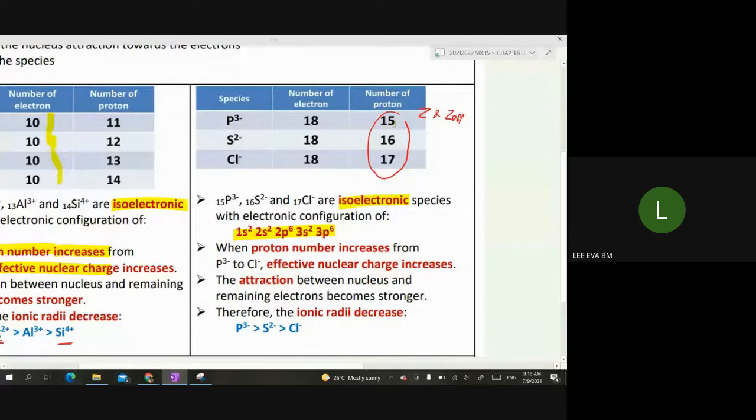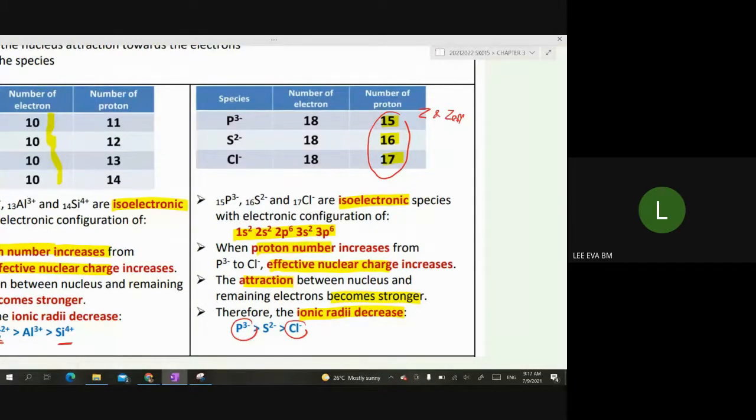Proton number increases, if you look at this table over here, 15, 16, 17. So proton number increases from P3 minus to Cl minus, and effective nuclear charge increases. Therefore, the attractions between the nucleus and the remaining electrons become stronger. So Z effective increases, attractions become stronger, and the ionic radii decrease. If you're comparing between phosphorus and chlorine, phosphorus will be much bigger, and chlorine would be smaller because it has a bigger Z and Z effective.